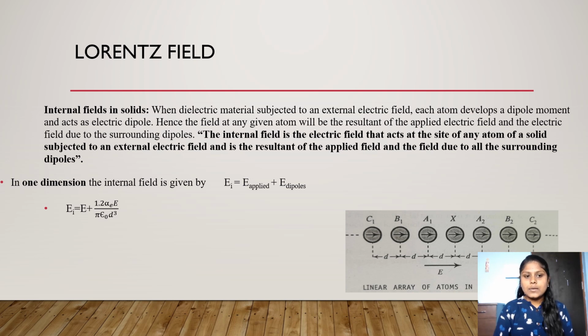So in one dimension, the internal field is given by EI is equal to E applied plus E dipoles. EI is equal to E plus 1.2 alpha E divided by pi epsilon naught d cube, and here EI is internal field and E is electric field, alpha E is electronic polarization, epsilon naught is permittivity and d cube is separation.